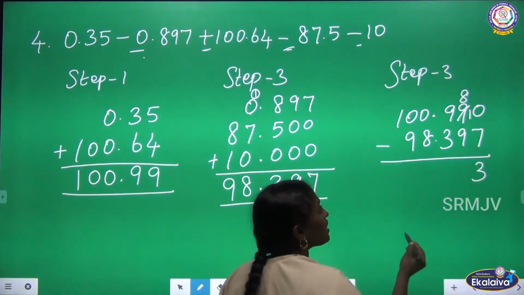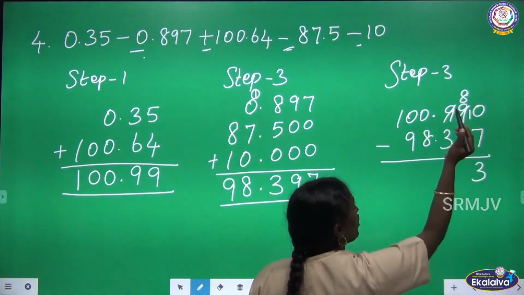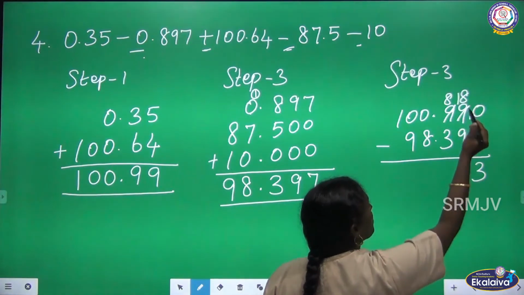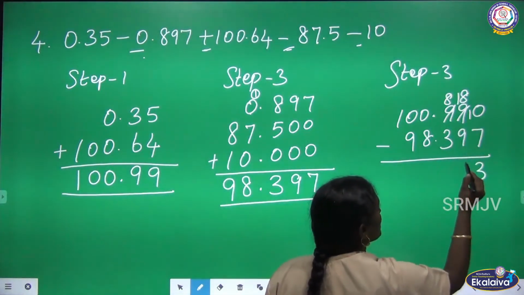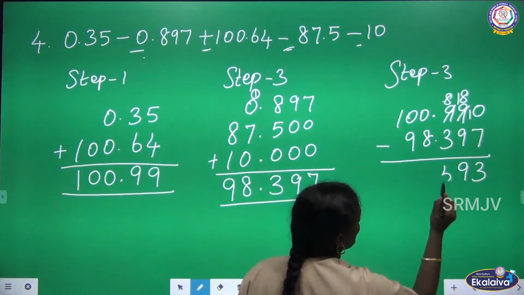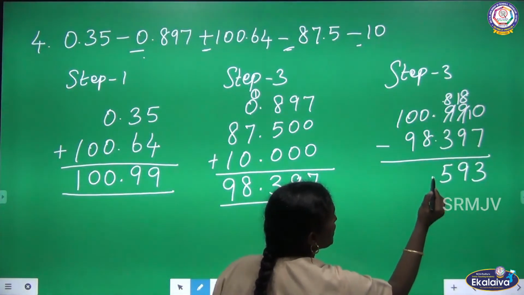9 minus 8, we can't subtract, so we have to borrow from 9. This 9 will become 8. 8 will become 18. 18 minus 9, 9. 8 minus 3, that is 5. Then we have to keep the decimal point.